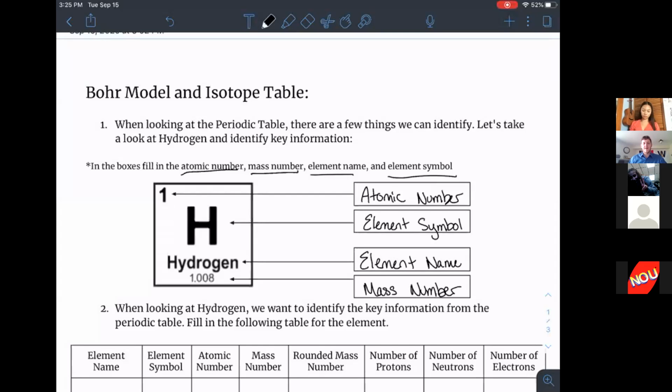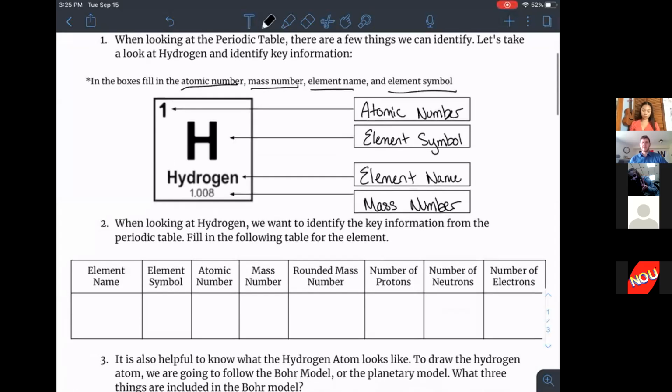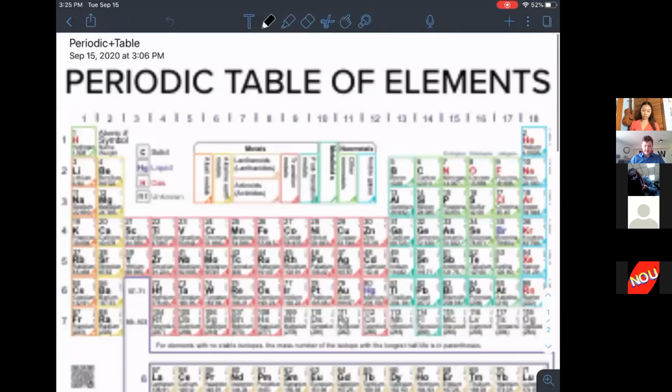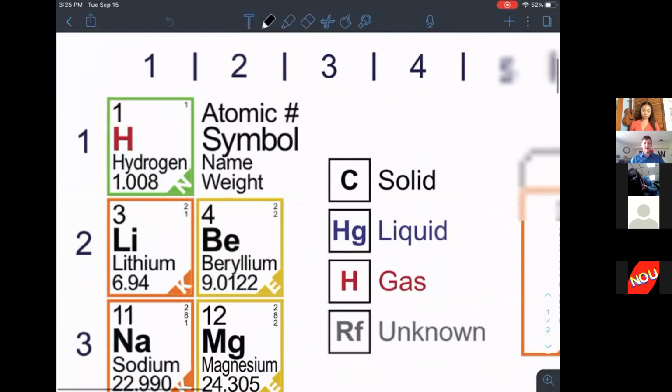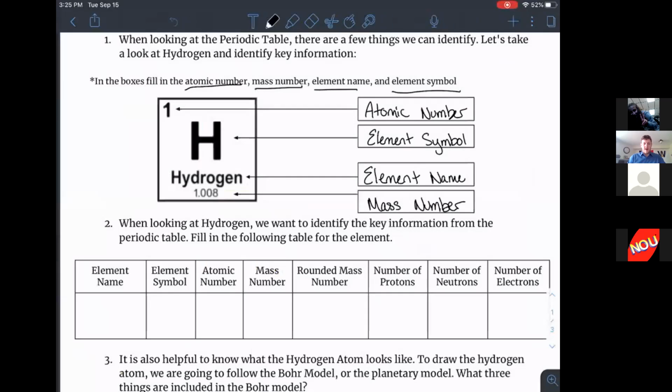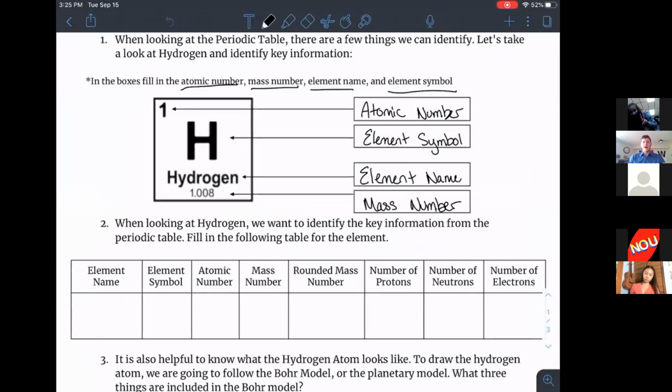All right. So now we have the 4 sections of our element square. The atomic number is the number at the top left corner. I believe on your periodic tables, it's also in the top left corner. If you look, hydrogen has a 1 in the top left. Then we have our element symbol, which for hydrogen is H. Then we have the name of our element, hydrogen, and then the mass number, 1.008.